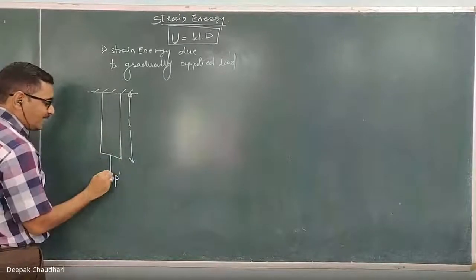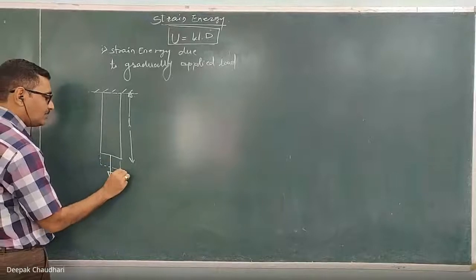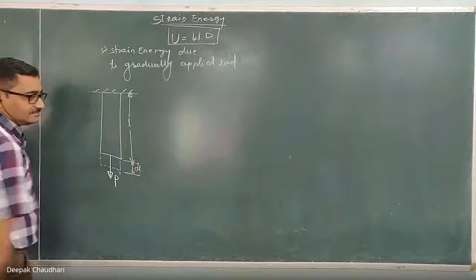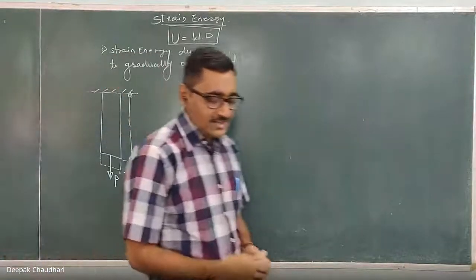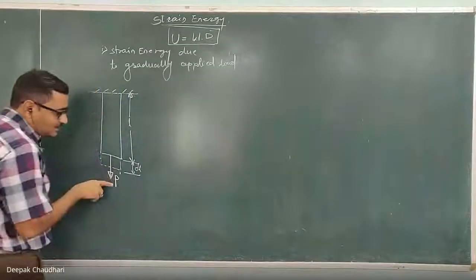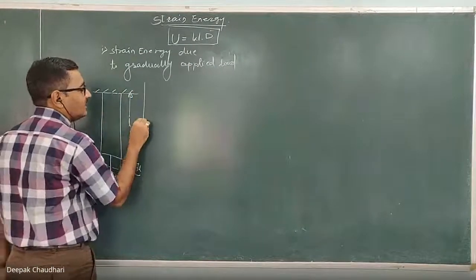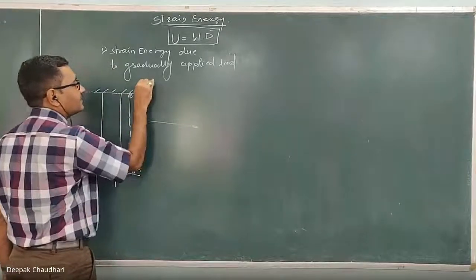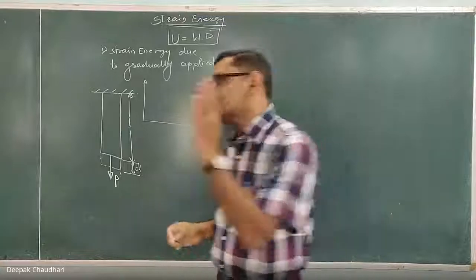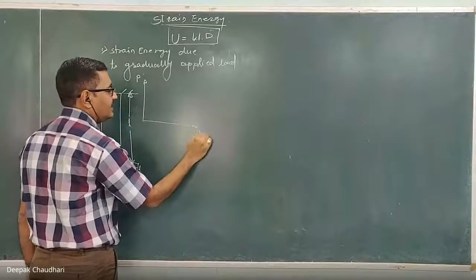Now, when I apply the load P gradually, this material will get deformed. Let the deformation of this material be delta L. Now, if I plot the graph of this gradually applied load versus deformation, here I am drawing the graph. So P is the force and delta L is the deformation.